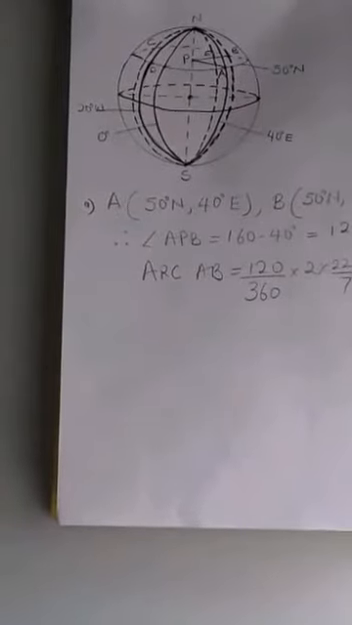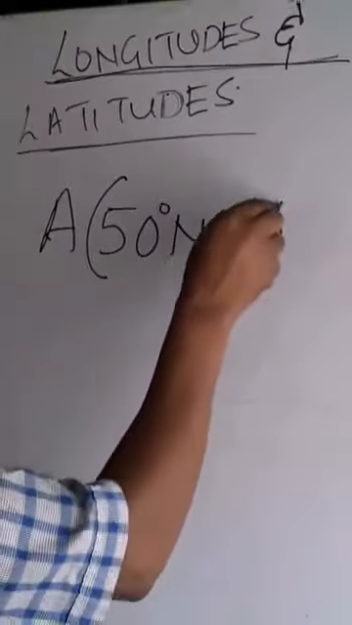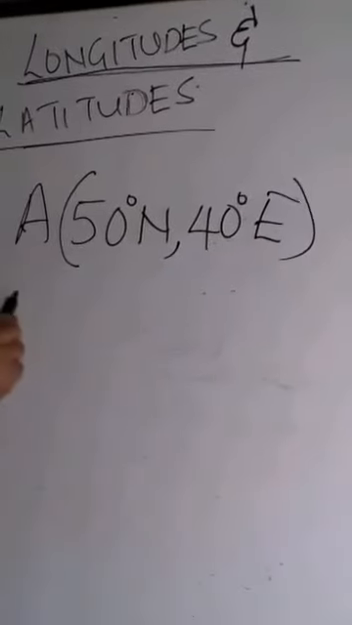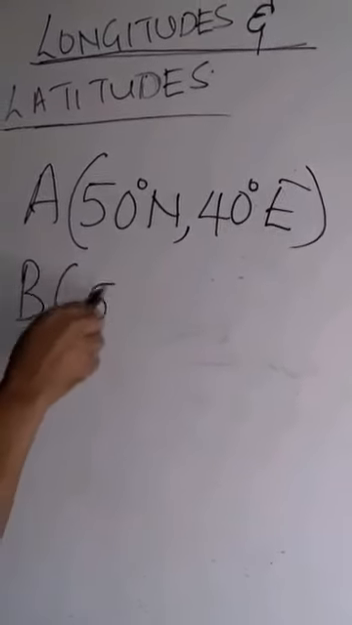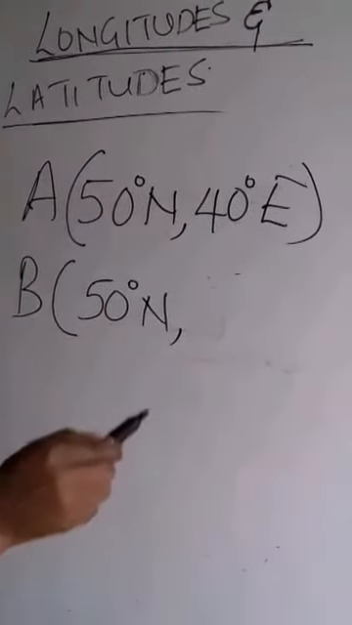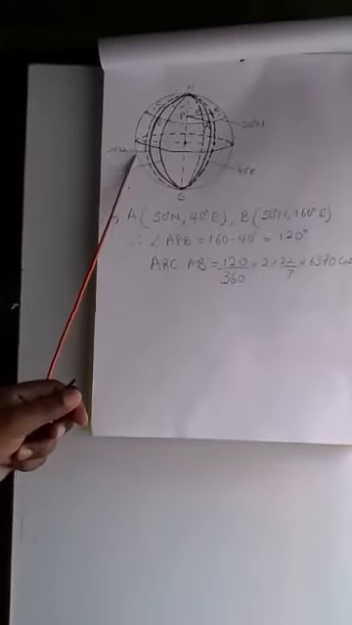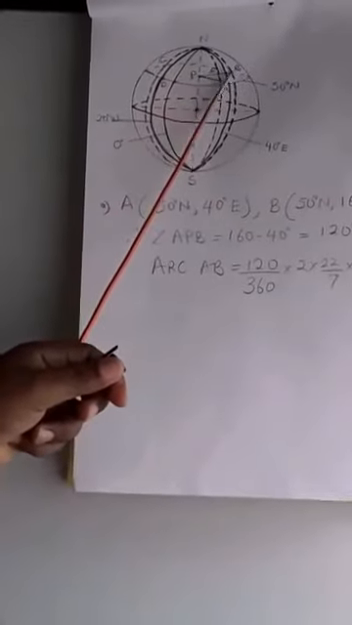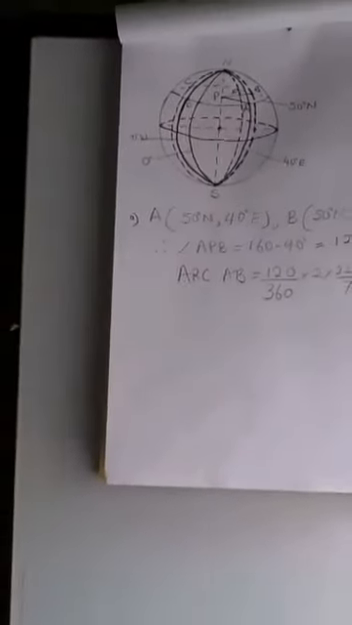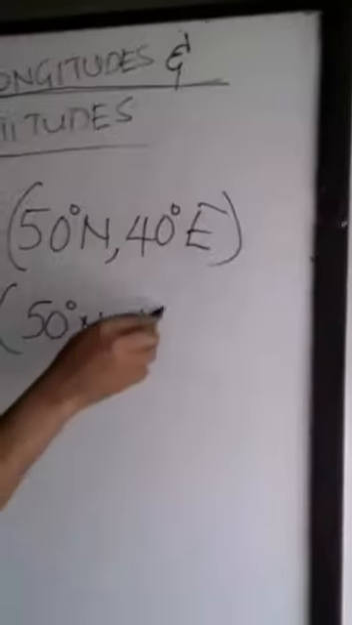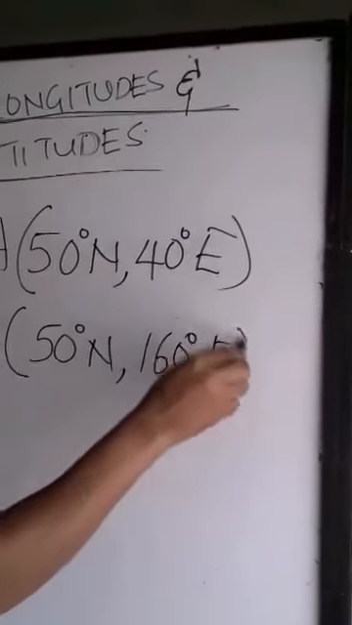So that means point A, for example, let's look at the coordinates of point A. Point A lies on 50 degrees north and 40 degrees east. While point B lies on 50 degrees north, and let's go back to the diagram. But because this is 20 degrees west, its continuation will be 160 degrees east. So B lies on 160 degrees east.